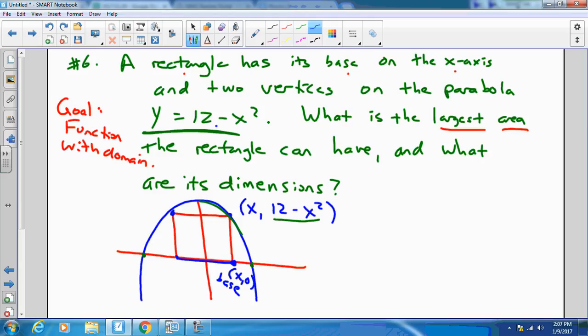We're going to go ahead and label these other ones here. This parabola is symmetric about the y-axis. It's an even function. And therefore, I can immediately label this point as negative x, comma 12 minus x squared. And I can label this point as x, comma 0. Excuse me, negative x, comma 0.